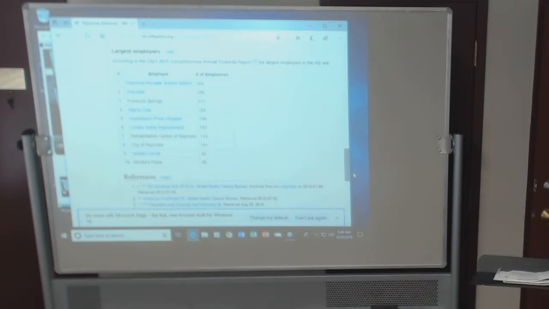Well, look at this. Who's the largest employer in Raymore? The Ray Peck School District, which is on the south side of town. Does this surprise you? If it's called Ray Peck, where do you think the school's built? Halfway between Raymore and Peculiar. Out in the middle of nowhere. Foxwood Springs, anyone know what that is?